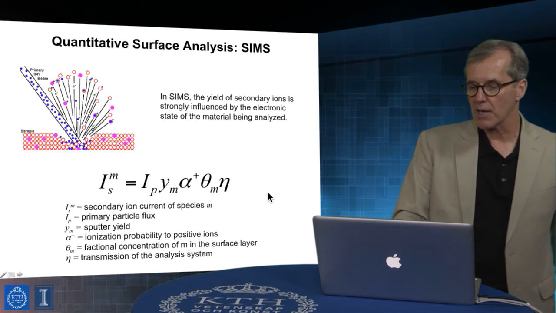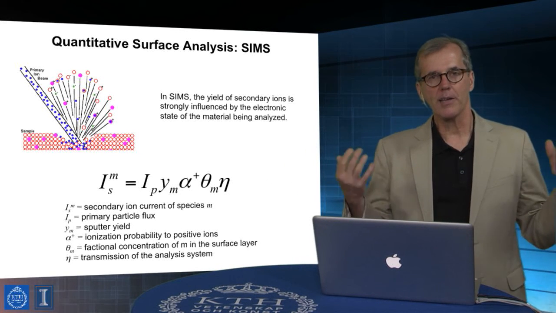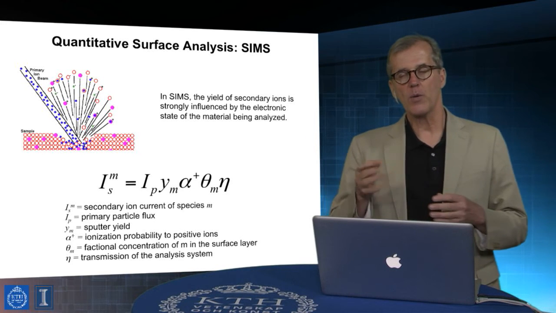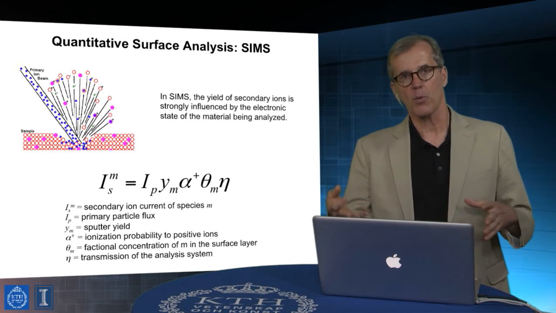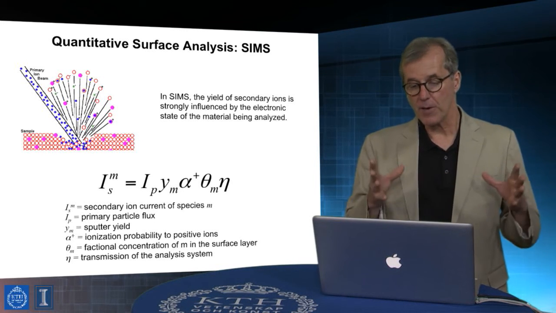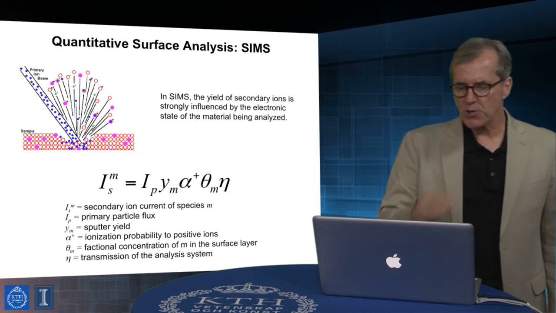For example, you see one component here that's laid out, eta, the transmission of the analytical system. There's a machine that's present, and not every ion goes through the machine with unit efficiency. And so we need to know things about how the instrument works, but that's presumably something that could be figured out and calibrated. And in point of fact, it is.